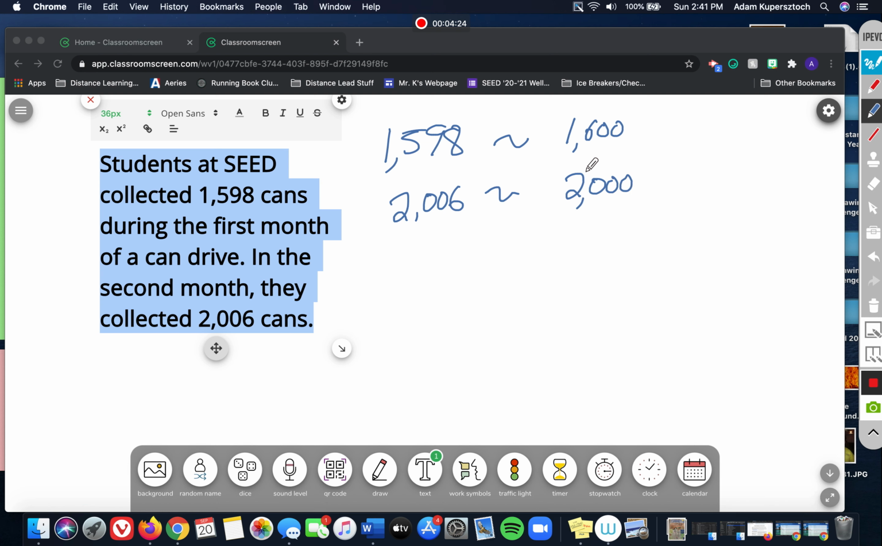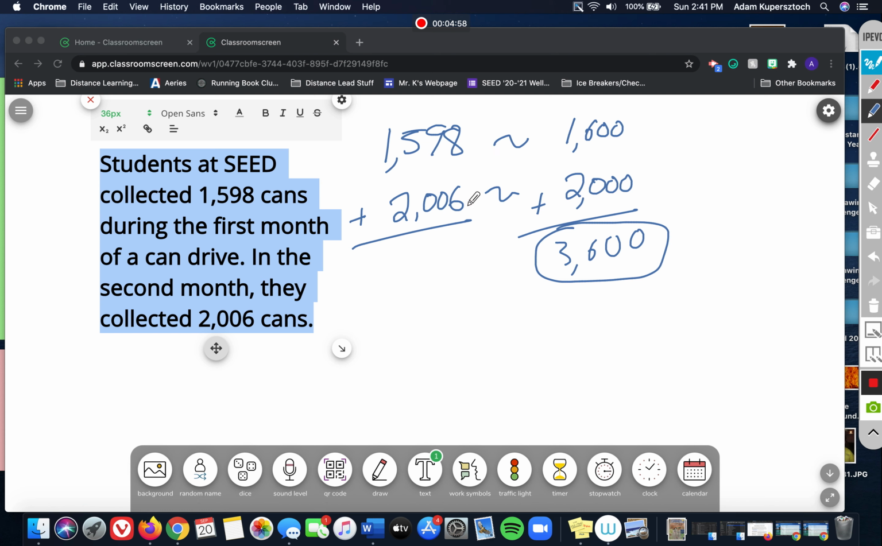So if somebody said, hey, in the 2 months that Manzanita Seed has been doing their food drive, about how many cans did they collect? You could just add up these numbers: 0, 0, 6, and 3. You could say they collected about 3,600 cans. Is that the exact amount that they collected? No. But it's about that number. So if it says about how many, this is a good guess. Then, if I want to find out exactly how many they collected, I'm going to do the math here.